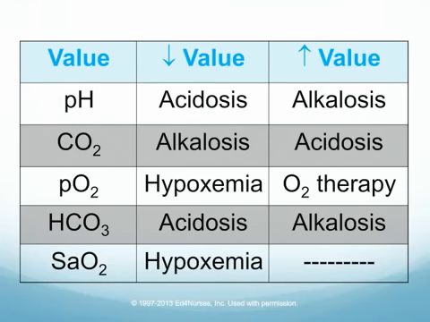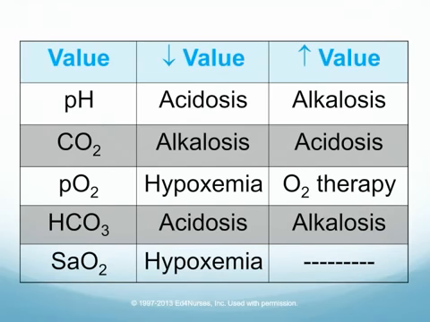One way to remember this relationship between our CO2 and our bicarb and our pH is to remember the acronym ROME, R-O-M-E. ROME stands for respiratory opposite, metabolic equal. Respiratory opposite, metabolic equal. So the respiratory is opposite of the pH. The metabolic system, the bicarb, is equal. It does the same thing. In other words, when the bicarb is less than 22, we have acidosis. Greater than 26, we have alkalosis.